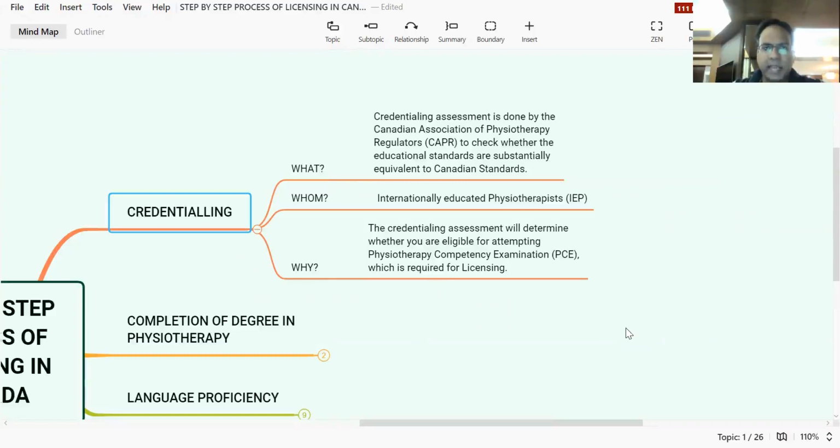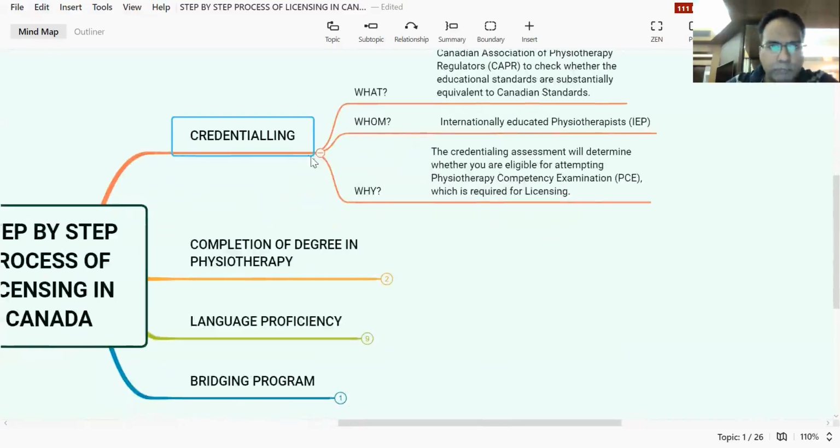Now, the licensing exam is done in two parts. The first part is the written component. The second part is the clinical component. The written component also can be done while still in the home country, but to be eligible to write this exam, you have to undergo the credentialing process, which will tell whether the education that you have received in the home country is substantially equivalent to the Canadian standards. So this is the credentialing process which I just shared with you.